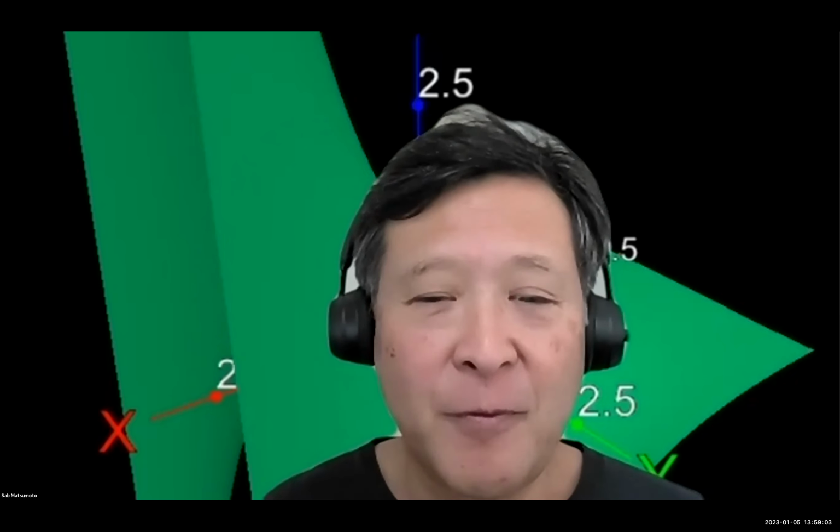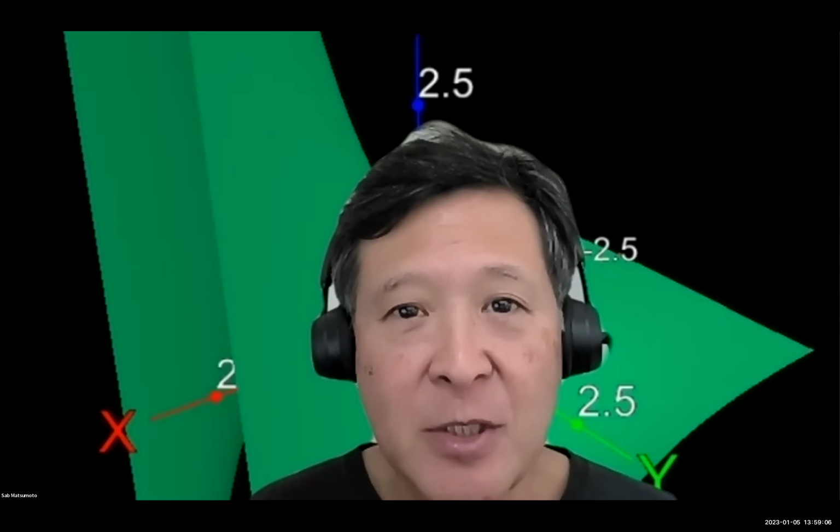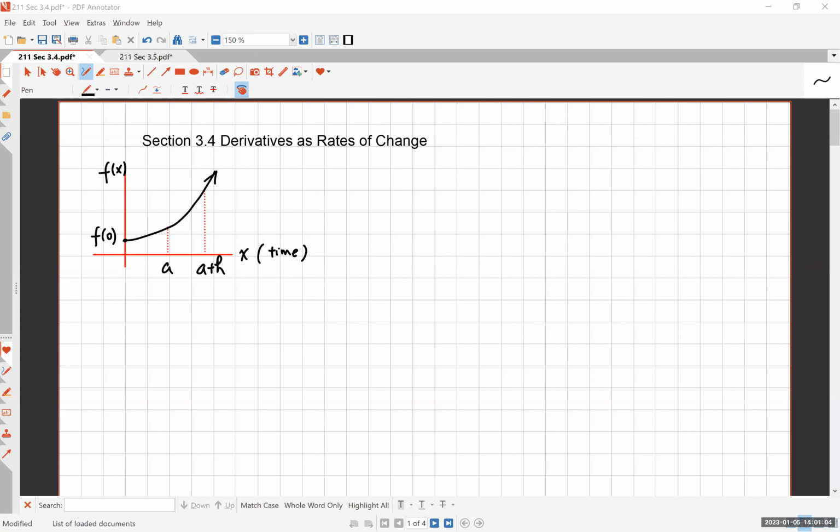Our section 3.4, derivatives as rates of change. This is going to be a short section, and we are going to be describing derivatives as rates of change. Many times a function can be representing some quantity that changes with respect to time. Because we are talking about time, this x could be easily rewritten as t, and in many situations we actually do use f of t. But since we have been using f of x, where x is the independent variable, let's let x this time represent time t, even though I write x.